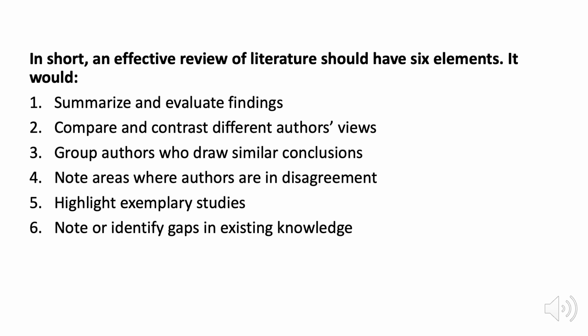So, in short, an effective review of literature would have these six elements. An effective review of literature would summarize and evaluate findings of other researchers and their work. It would compare and contrast different authors' views. It would group authors who draw similar conclusions. It would note areas where authors are in disagreement. It would highlight exemplary studies. And an effective review of literature would note or identify gaps in existing knowledge, which is the most important thing.